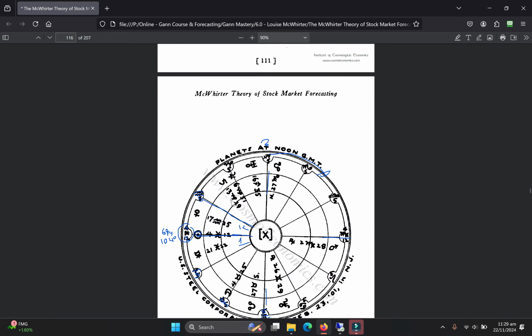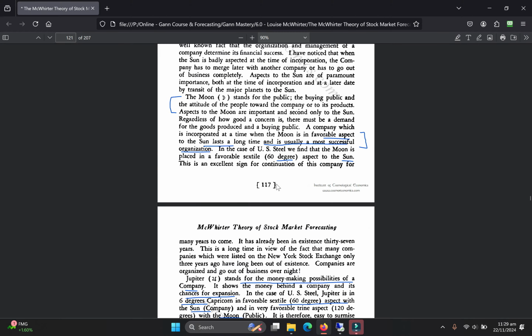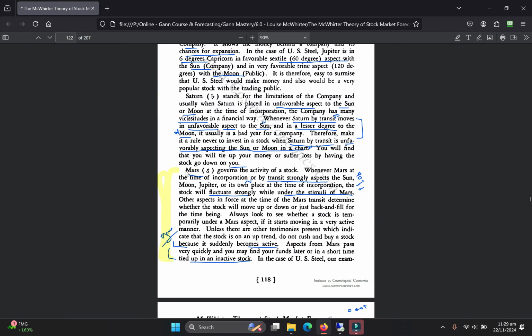So we're going to move down now because basically we're going to be covering one aspect of this, which is the Mars aspect. So she says here, Mars, which is this glyph here, governs the activity of a stock. Whenever Mars, at the time of incorporation or by transit, strongly aspects the Sun, Moon, Jupiter, or its own place at the time of incorporation, the stock will fluctuate strongly. While under the stimuli of Mars, other aspects in force at the time of the Mars transits determine whether the stock will move up, down, or just back and fill for the time being, such as a sideways trend.